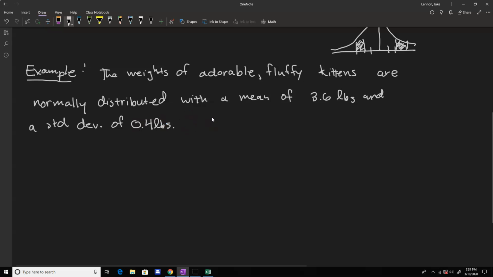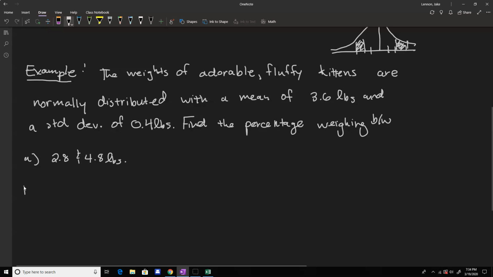So find the percentage weighing between, so A, 2.8 and 4.8 pounds, B, less than 2.4 pounds, and C, let's say more than 4 pounds.